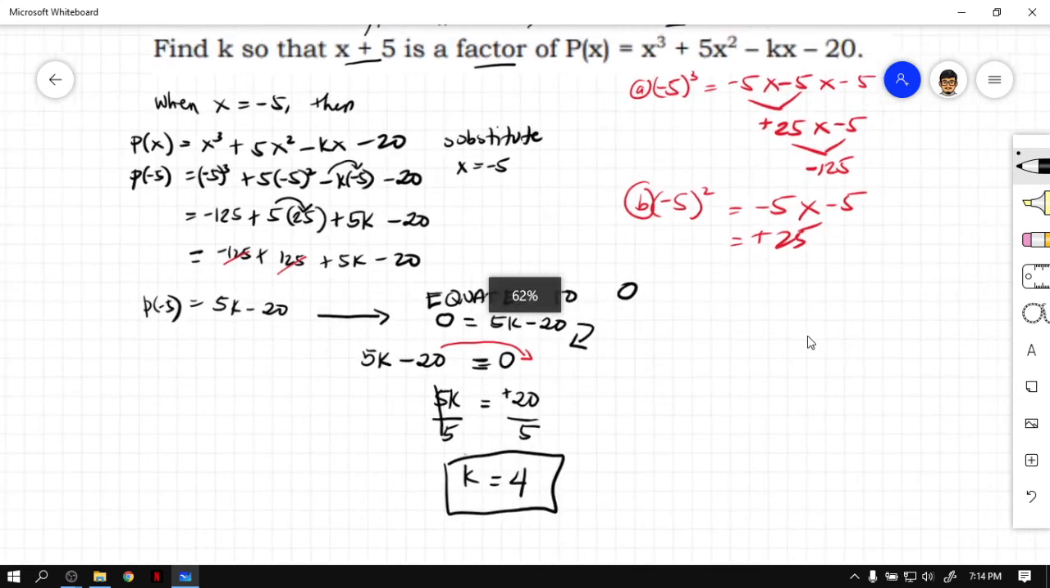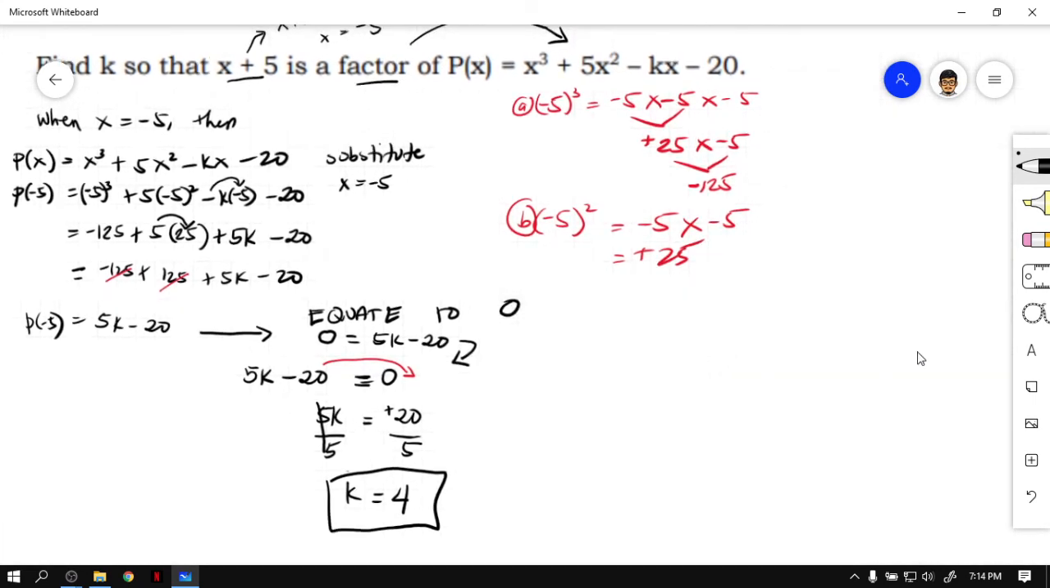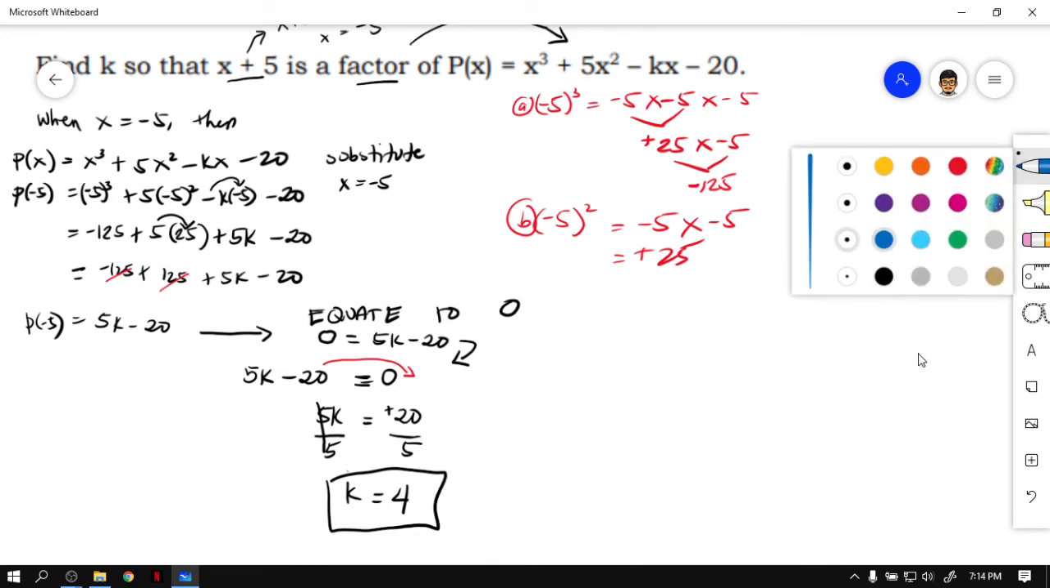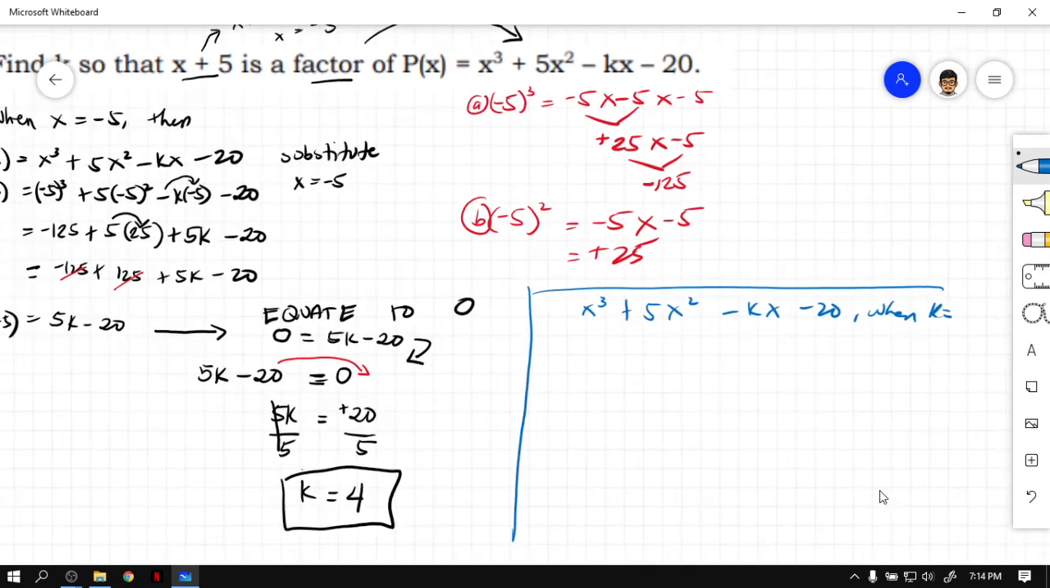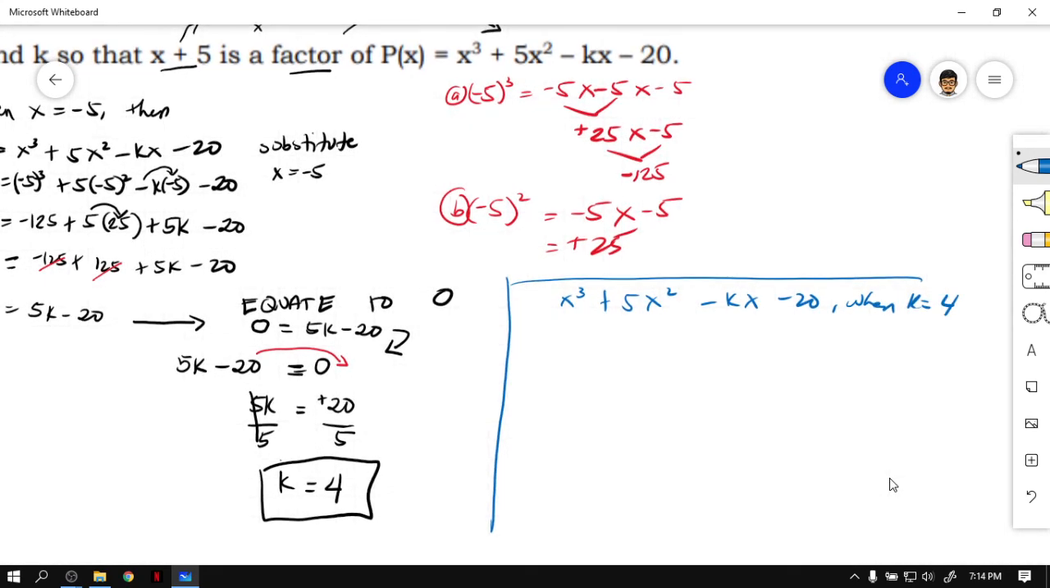Now, we have to check kung tama ang sagot natin. Ano? Mag-check tayo gamit ang synthetic. Dapat ang remainder natin 0 para mapatunayan natin yung k is 4. Okay? So, we have x cubed plus 5x squared minus kx minus 20. When k is equal to 4. Ang k natin ay 4. Okay? So, ito magiging x cubed plus 5x squared minus 4x minus 20. And divide it by x plus 5.